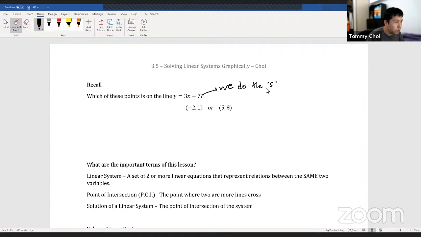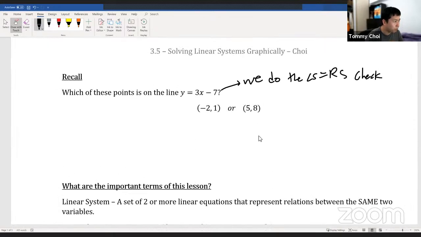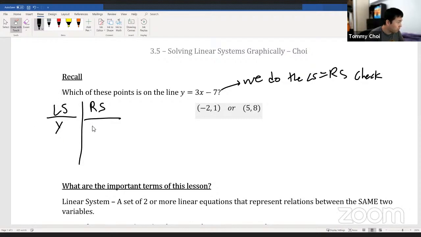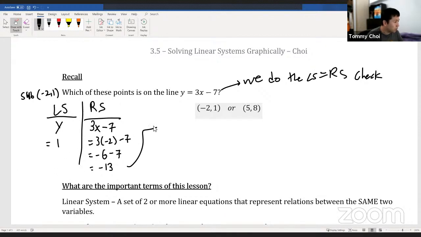We do the left side, right side check. In other words, we're going to plug these points into our equation and check our work. For example, the left side is y. The right side is 3x minus 7. Plugging in negative 2, 1, we plug in y as 1. On the right side, we plug in negative 2 as x. Then we solve that out, negative 6 minus 7, and we get negative 13. Does the left side equal the right side? The left side does not equal the right side. Therefore, negative 2, 1 is not on the line.